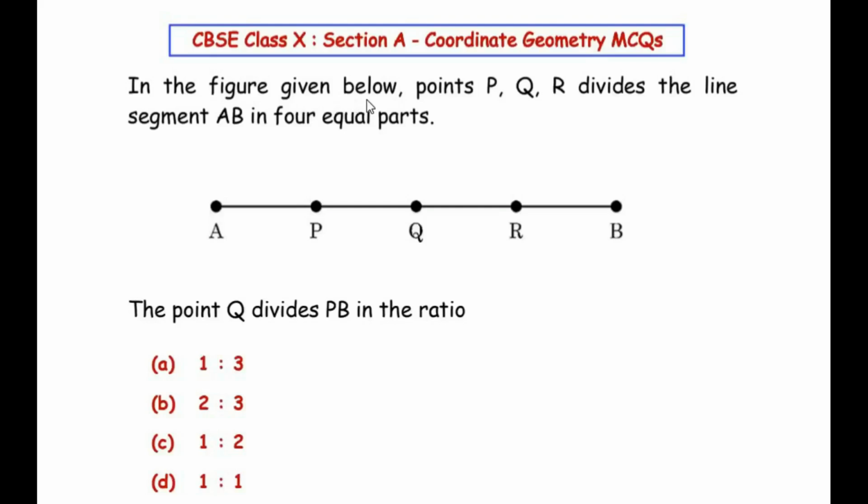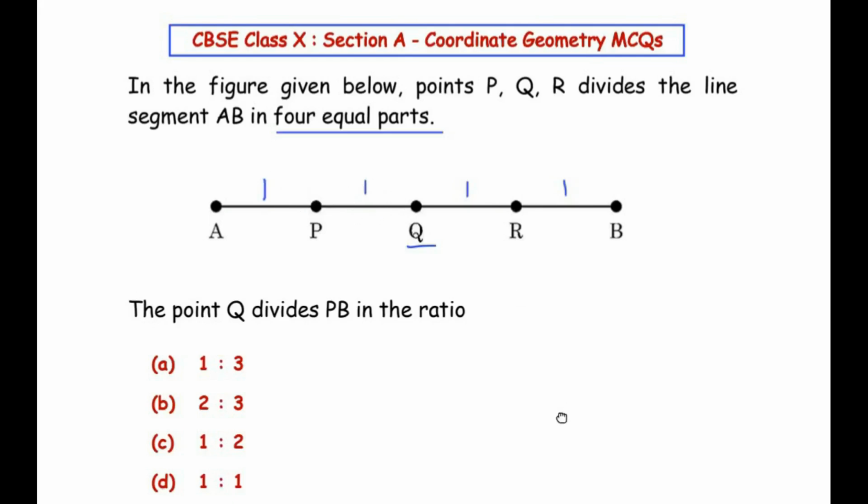In the figure given below, points P, Q, R divide the line segment AB in 4 equal parts. The point Q divides PB in the ratio. So here it is given that these 3 points divide the line segment into 4 equal parts. So we can see this is the first part, second part, third part and fourth part. And since it has been given that they are equal parts, we are going to take it as 1 is to 1 is to 1 is to 1. You can take any numbers, you can take 2 is to 2 is to 2 is to 2 also. To keep it simple, I have taken 1.